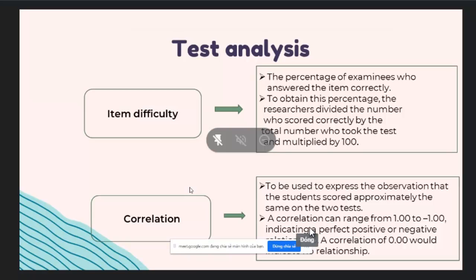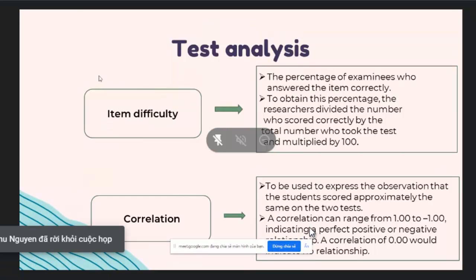Let's move on to test analysis. There are two phases we need to clarify. The first one is item difficulty. Item difficulty is the percentage of examinees who answer the item correctly. And to obtain this percentage, the researchers divide the number who scored correctly by the total number who took the test and multiply by 100.